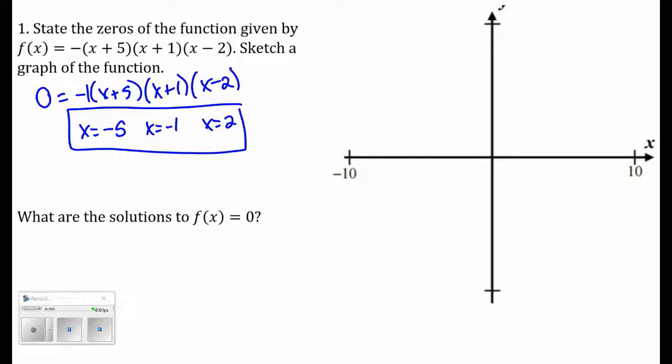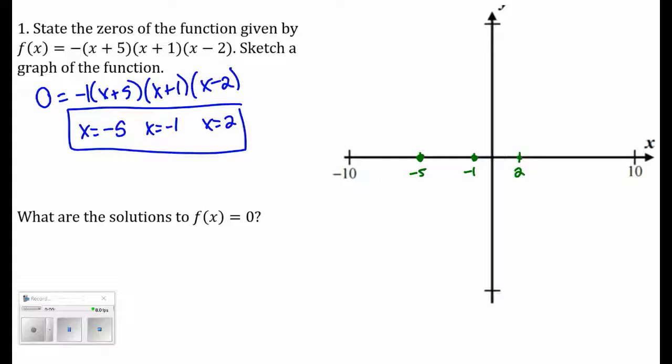How can I use those to graph this function? Well, I know the function is going to hit the x-axis at those points. At negative 5, I'm going to hit the x-axis. At negative 1, I'm going to hit the x-axis. And positive 2, I'm going to hit the x-axis. We're just sketching a graph here, so we don't need to look at a table really. We just want to get the overall picture of the graph of this function.